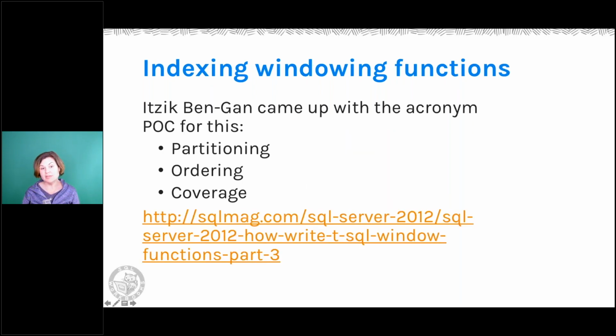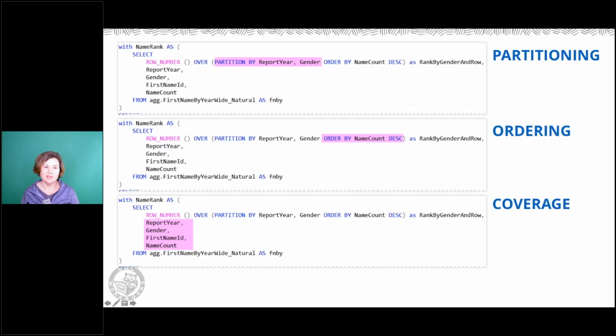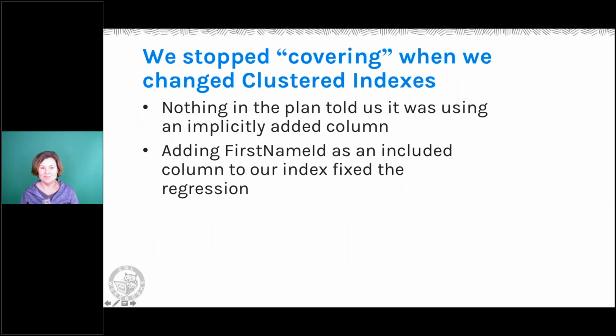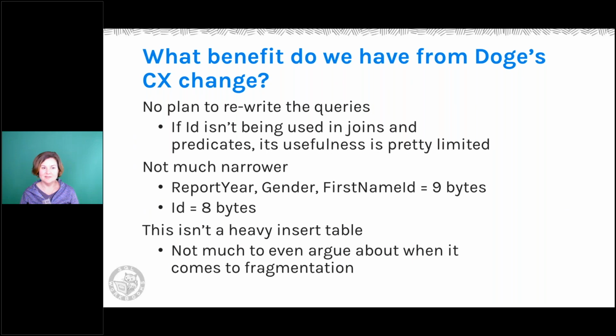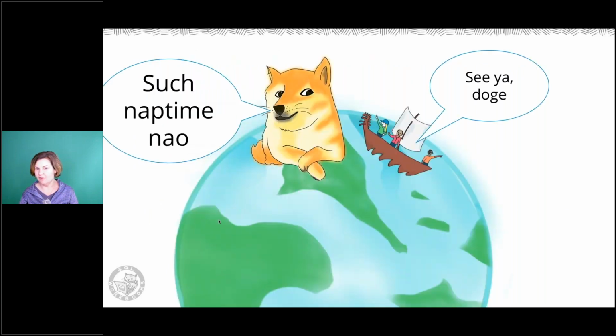When it comes to windowing functions, Itzik Ben-Gan came up with a great acronym for this. You want to index the partitioning part of the windowing function, that's the part that does the grouping. You want to index the ordering part, and then the coverage part, that covers the joins. Indexing the coverage is what we join on later. Don't miss those parts of it as well. So that is what to take away from this one.